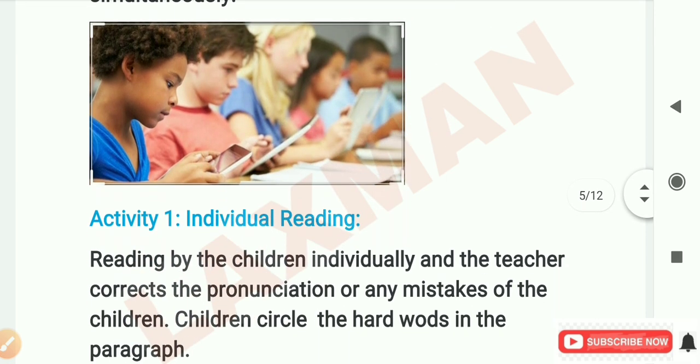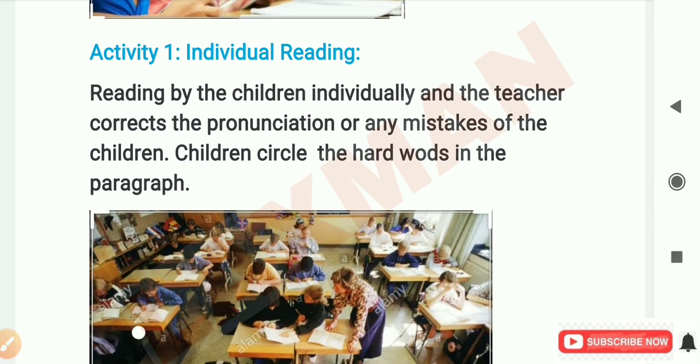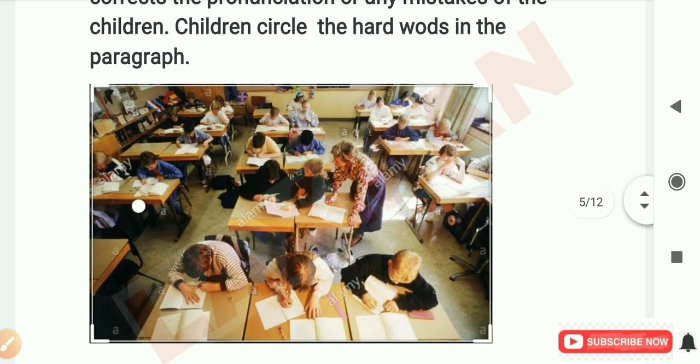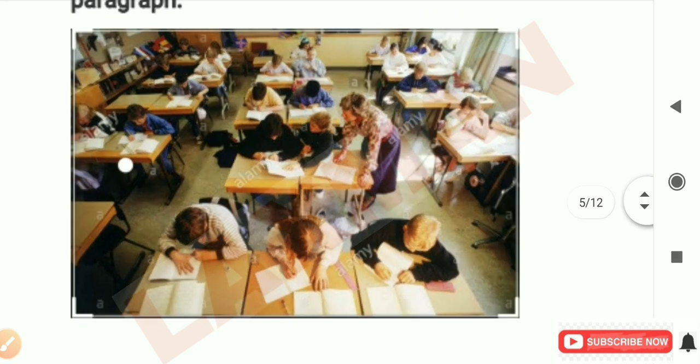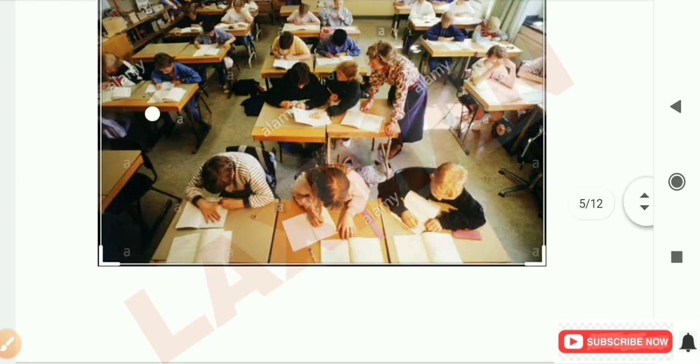After completion of these 3 steps, we have to give activity 1, individual reading. Reading by the children individually, and the teacher corrects the pronunciation or any mistakes of the children. Children circle the hard words in the paragraph. So like in this picture, children individually read the paragraph, and the teacher corrects any pronunciation or mistakes of the children, and also the children circle the hard words in the paragraph individually.